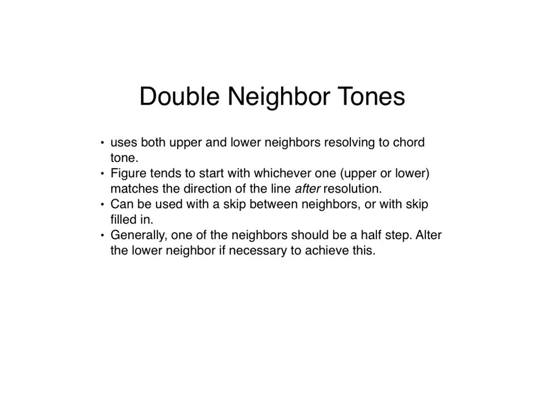And finally, double neighbor tones or double passing tones. Let's talk about double neighbors first. It uses both the upper and lower neighbors to resolve to the chord tone. The figure tends to start with whichever one, upper or lower, matches the direction of the line after the resolution. It can be used with a skip between neighbors, or the skip can be filled in, and generally one of the neighbors will be a half step. Alter the lower neighbor if necessary to achieve this. I'll show you some examples.